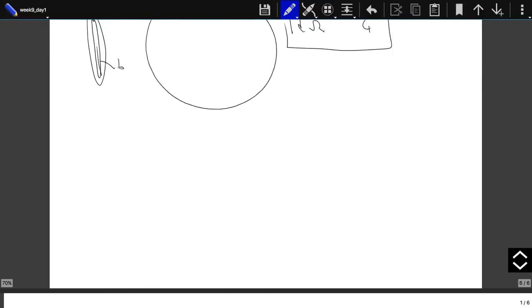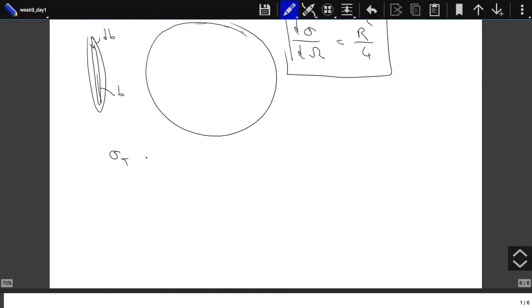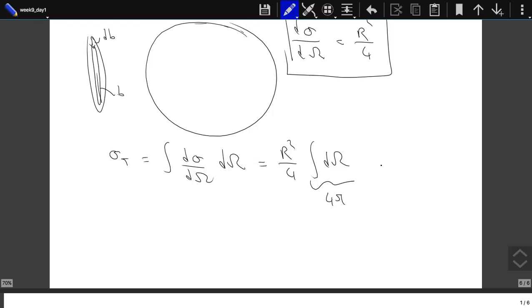Now, furthermore, if we calculate the total cross-section, this is nothing but the d sigma over d omega, multiplied by d omega, integrated over all omega. The d sigma over d omega is nothing but r squared over 4, that is constant, times d omega. Well, this is nothing but 4 pi, the total solid angle. So we obtain pi r squared. This is nothing but the geometrical cross-section of my sphere.